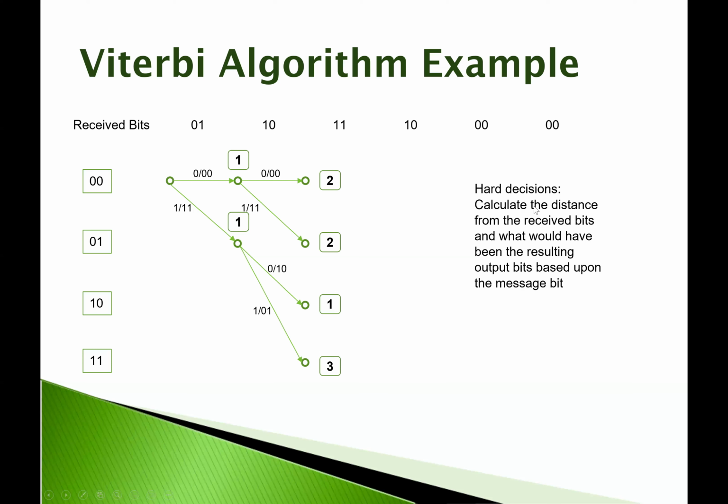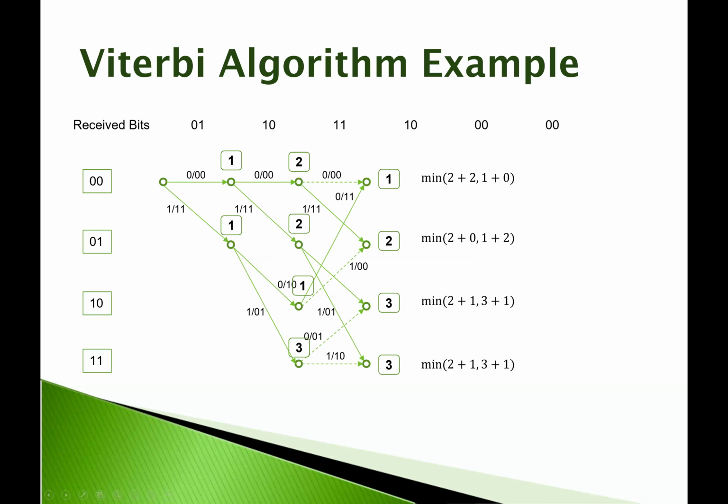Okay, note that we're using hard decisions and we're calculating the distance between the received bits and what would have been the resulting output bits based upon the message bit and the state that we're in. But we started in state 0 there. Okay, so it's been simple up to now, but might get a little more complicated, but we're just applying the same rule each time. So it gets messy, but if you break it down on each time step, it's pretty straightforward.